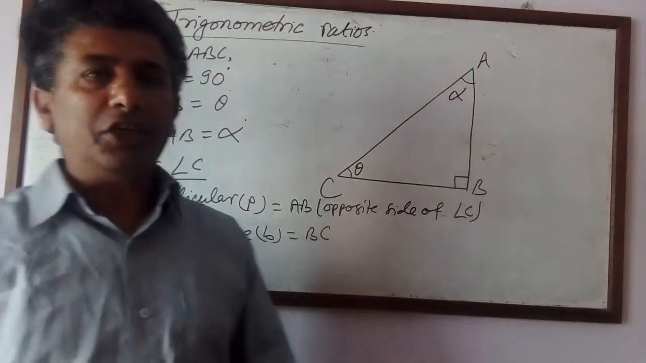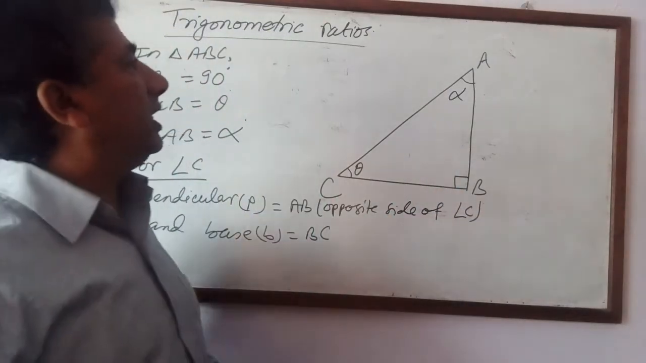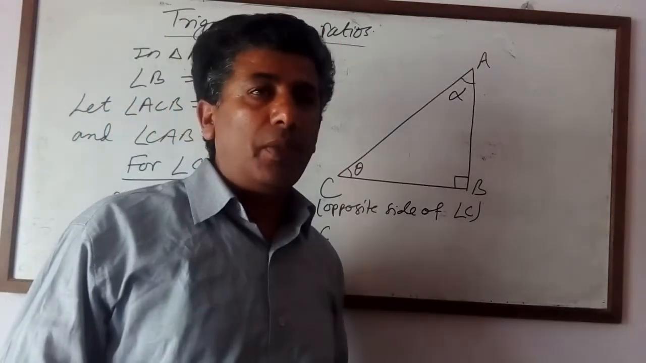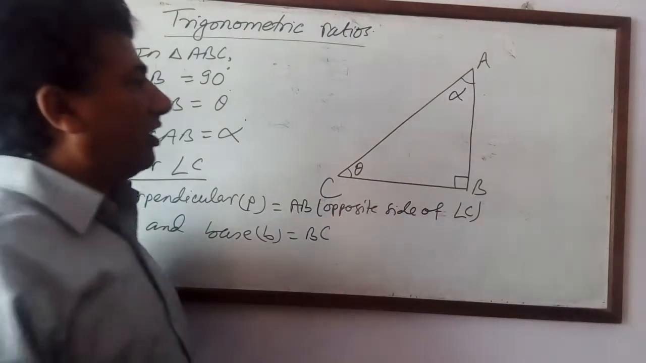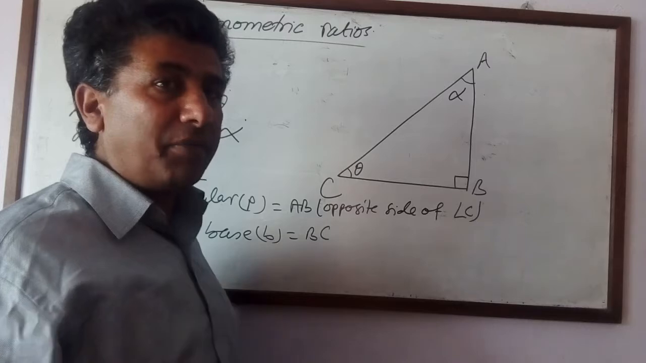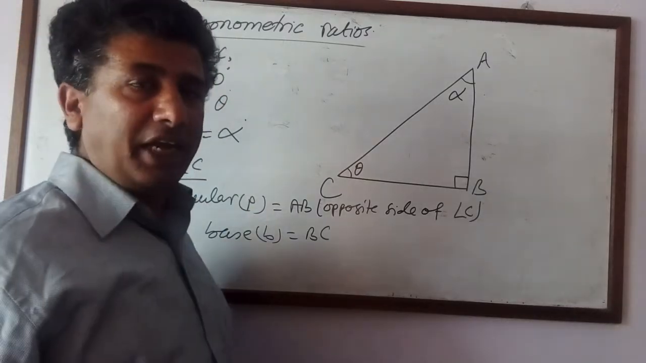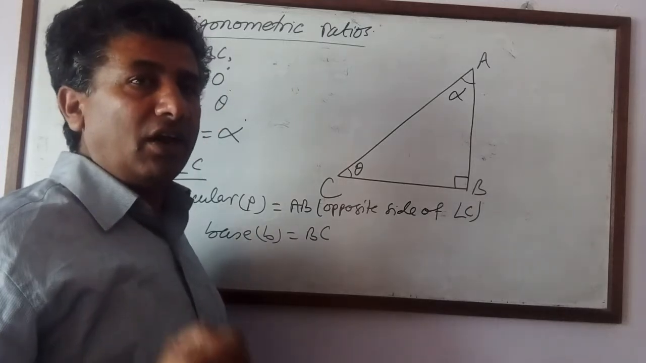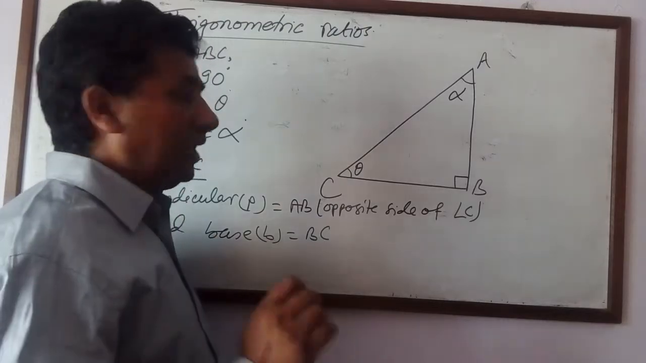What are trigonometric ratios? Listen carefully. Trigonometric ratios are related to the right angle triangle. A right angle triangle is a triangle having one angle of 90 degrees, only one. We cannot have two or more angles of 90 degrees or greater. Remember this: only one angle will be 90 degrees, and only one angle can be obtuse, greater than 90 degrees, in any triangle.